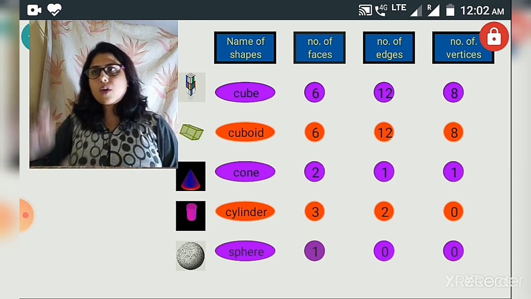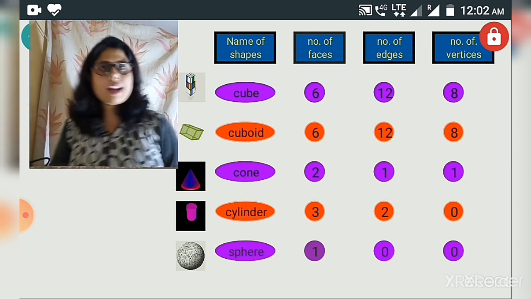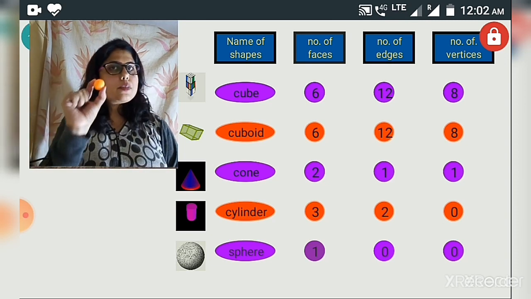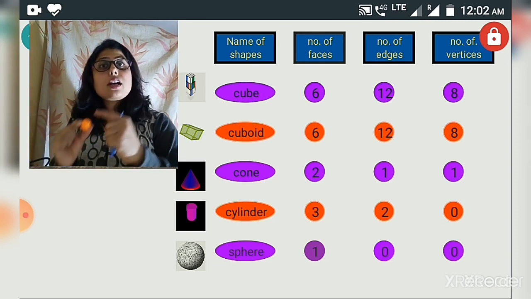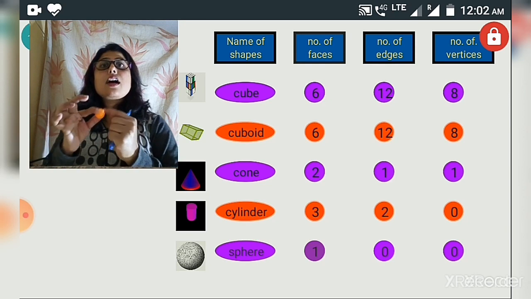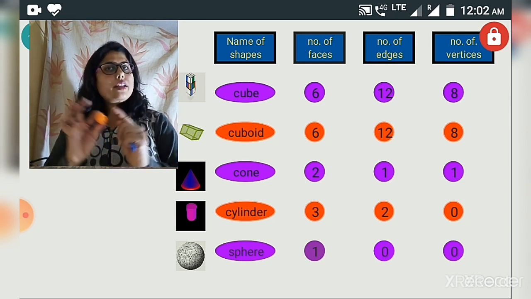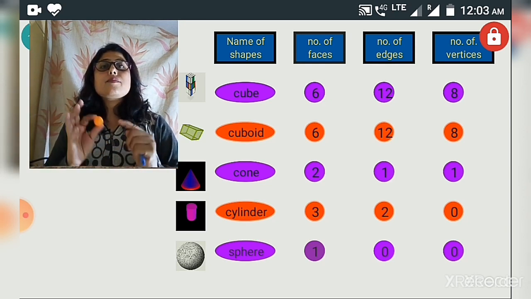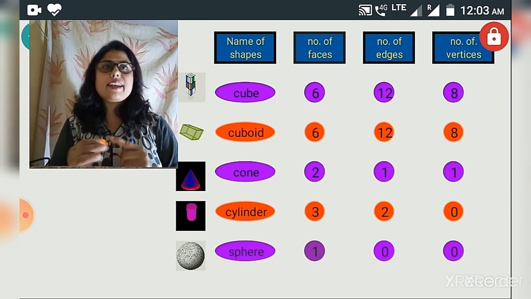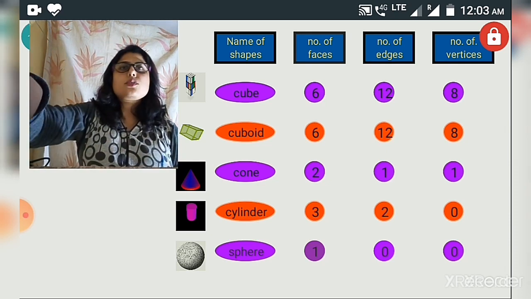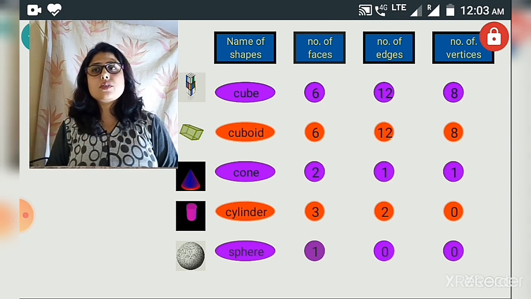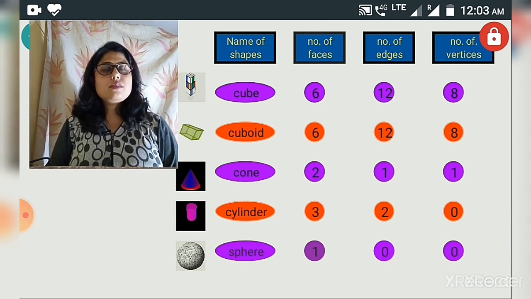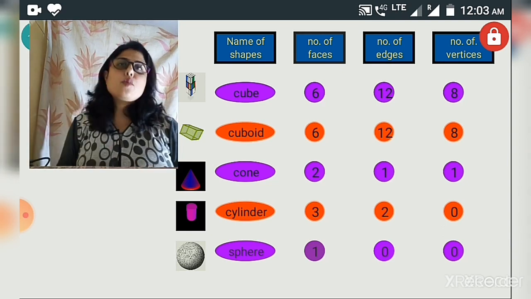And last is the sphere. My big ball has fallen down, I'm taking the small one. Sphere has only one curved surface, which is this curved surface. It doesn't contain any vertices or any edges. So this was about 3D shapes and their properties.